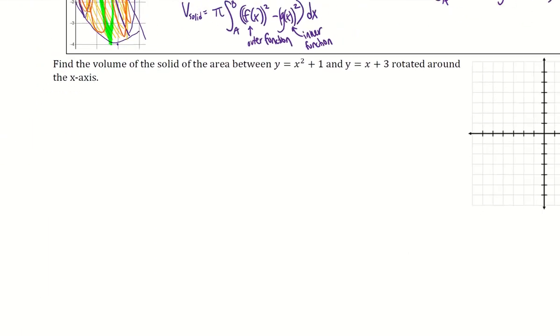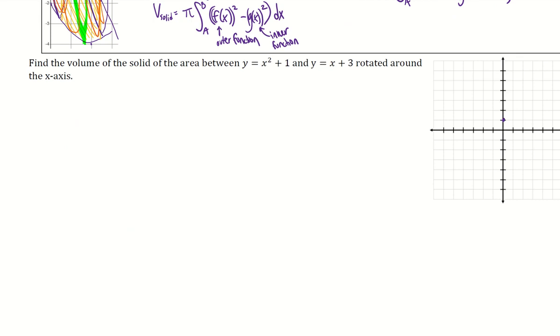All right, so we're going to find the volume of the solid of the area between x squared plus 1, so I'm going to go ahead and graph that, and x plus 3. And since it's the area between that, this is the area I'm talking about. Oops, it's supposed to be here. There we go.